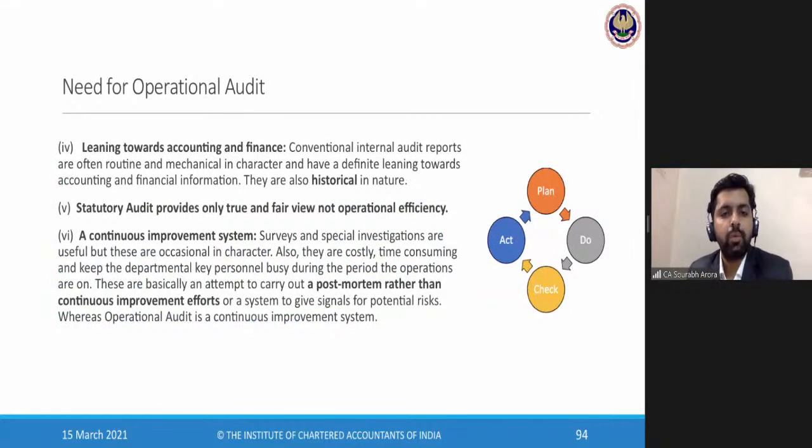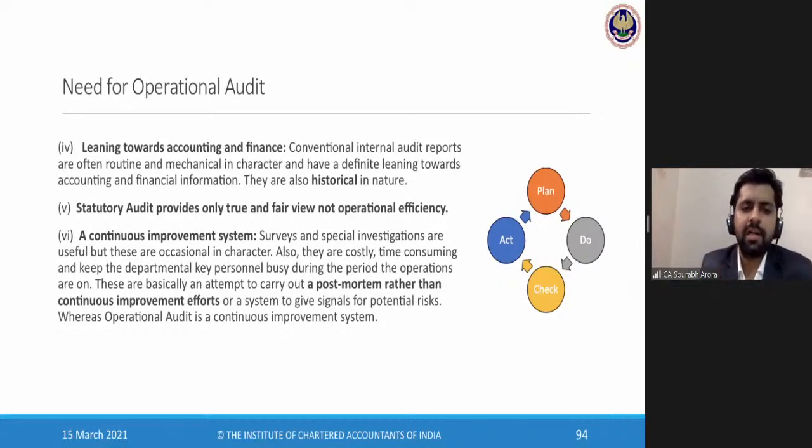Then, leaning towards accounting and finance: the conventional internal audit reports generally lean towards only accounting and finance. See the requirements in Section 138. Who should be the internal auditor? A chartered accountant or cost accountant or other professional, as the board may decide. So chartered accountants and cost accountants, which are specifically provided, have a leaning towards accounting and finance, but not that much towards operational audit. So who will do those operational audits? Only the operational auditors. We need specially skilled people who can do that audit. A chartered accountant could be that, a cost accountant could be that, other professionals could be that, but not necessarily.